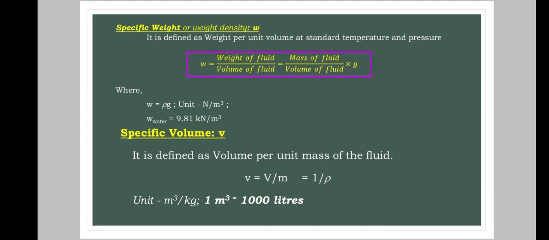And after that, the specific volume. The definition of the specific volume is the volume of a unit mass of the liquid. That is small v, which defines the specific volume, and capital V, which defines the volume of the mass. So it gives small v is equal to capital V by M, that is 1 by rho. The unit will be meter cube per kg. Here 1 meter cube is 1000 liters.